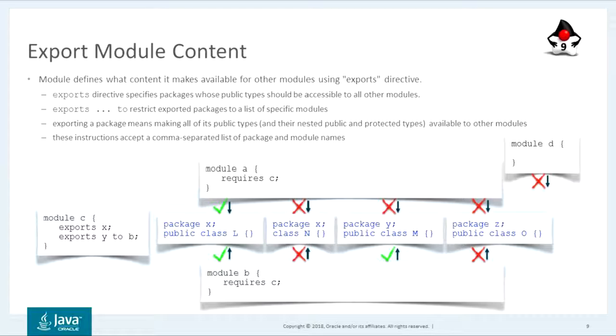And if a module doesn't use the requires clause, like module D, for example, then it won't be able to see whatever module C exposes. So there are two sides to this story. One module says, I need something from another module, which is requires. The other module says, I export something to you, which is exports. And exports points to packages stored in that module. Moving on.